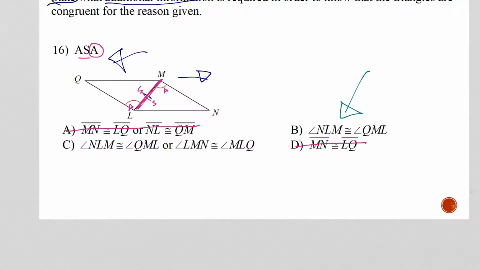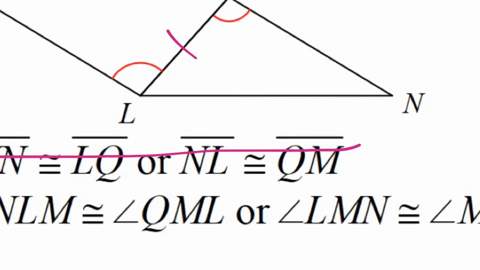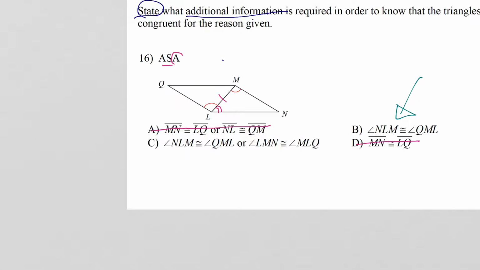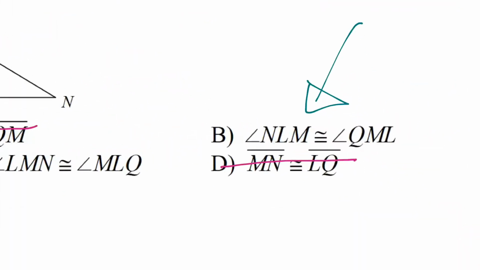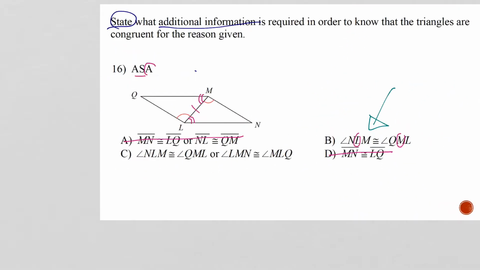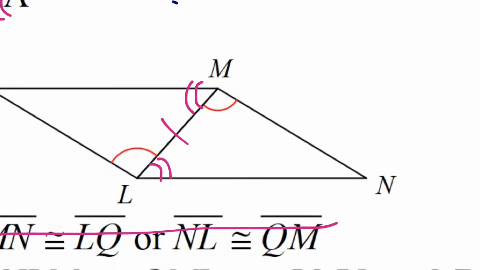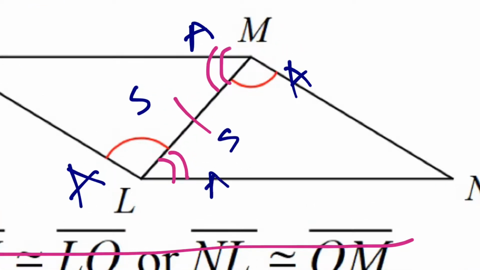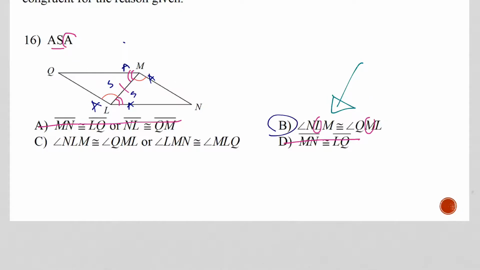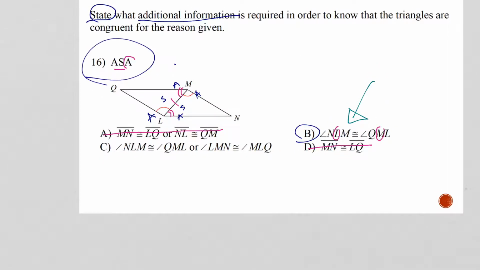Now I'm going to look at each one. I'm going to start with B because B is shorter. B is saying that angle NLM, which is this one here, is congruent to angle QML, which is this one here. Remember, the middle one is the angle. So we're talking about L and M, but for each triangle. If I go to the left triangle, this is angle, side, angle. That's good. And this one's angle, side, angle. So that's enough information to prove that these two triangles are congruent by ASA.